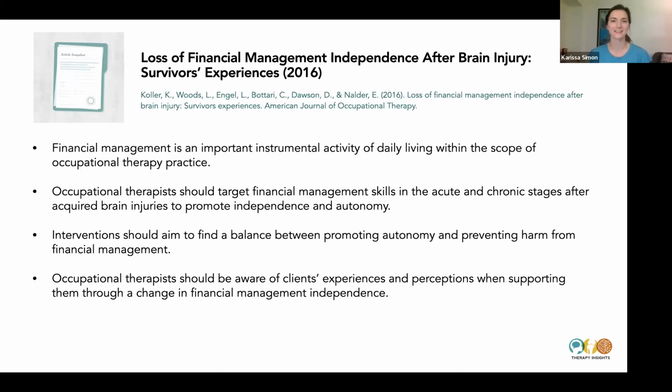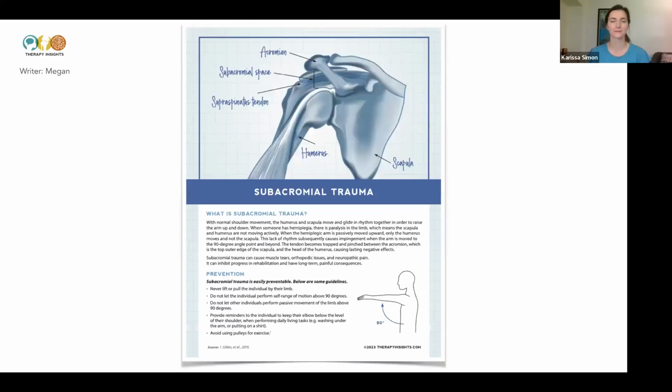Now we're going to go to our next handout for the month. Subacromial trauma. And this is a 1-page handout. It has a picture of the anatomy of the shoulder, and then it explains some things below it. Megan, can you tell us more about it?